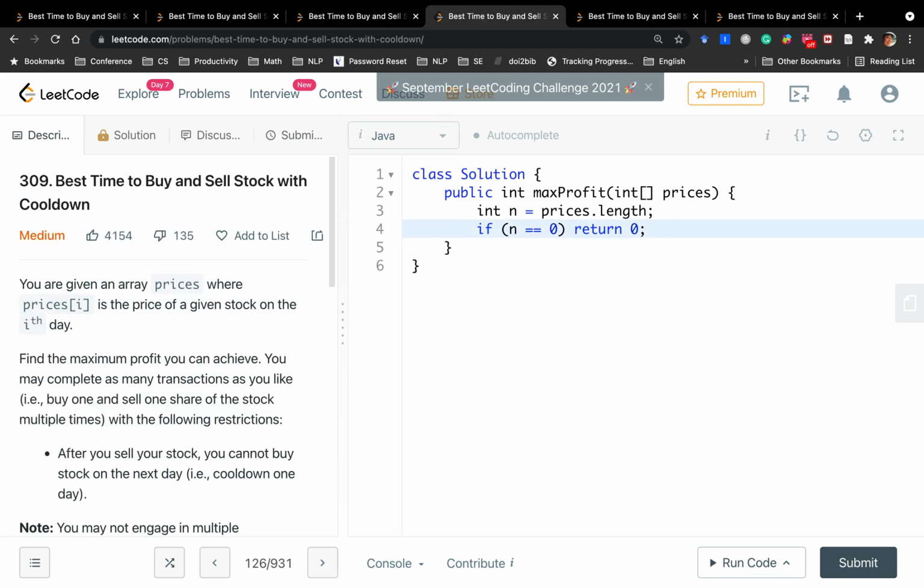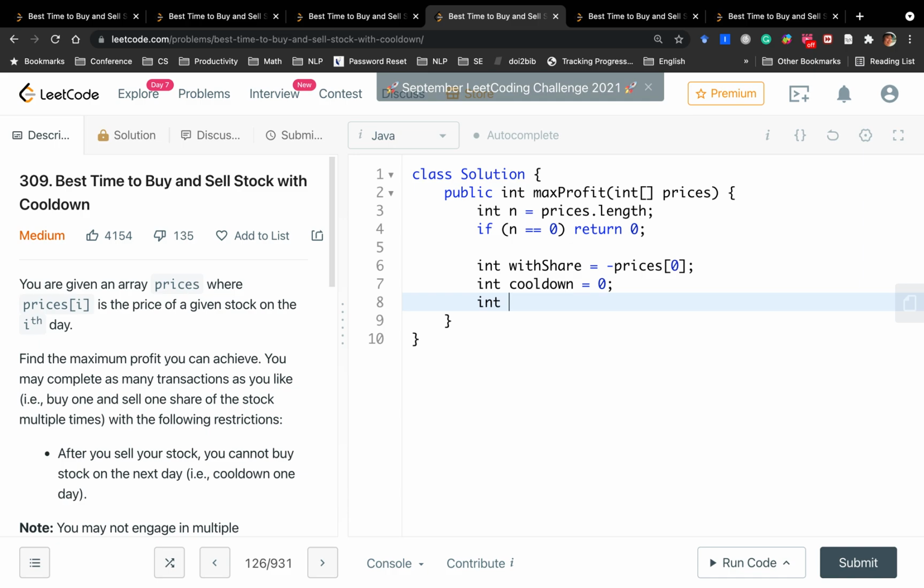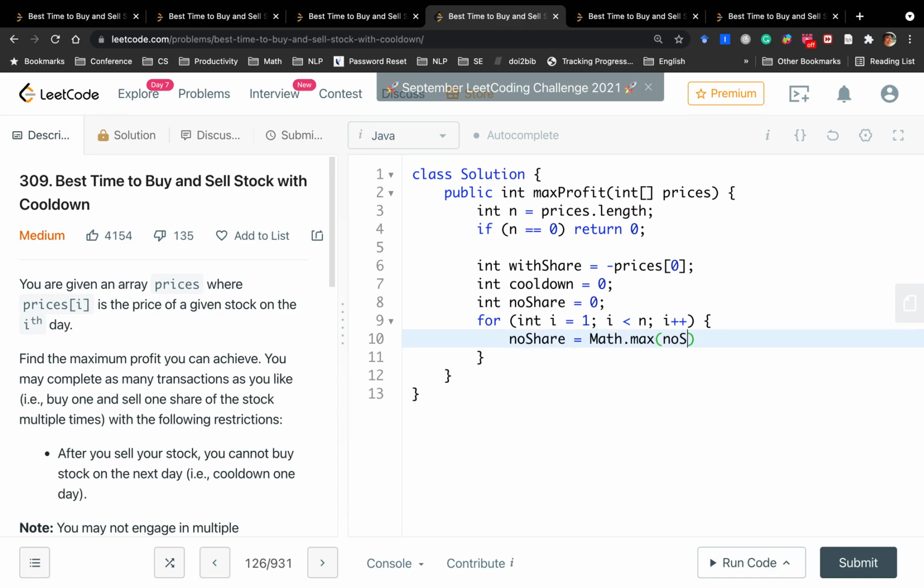So we just write down cooldown. So with share the same as previous question. We just negative, or minus price is 0, and the cooldown 0. No share 0. Then iterate I equal to 1, I less than n, I plus plus. So what should we do? If today is no share, then no share.